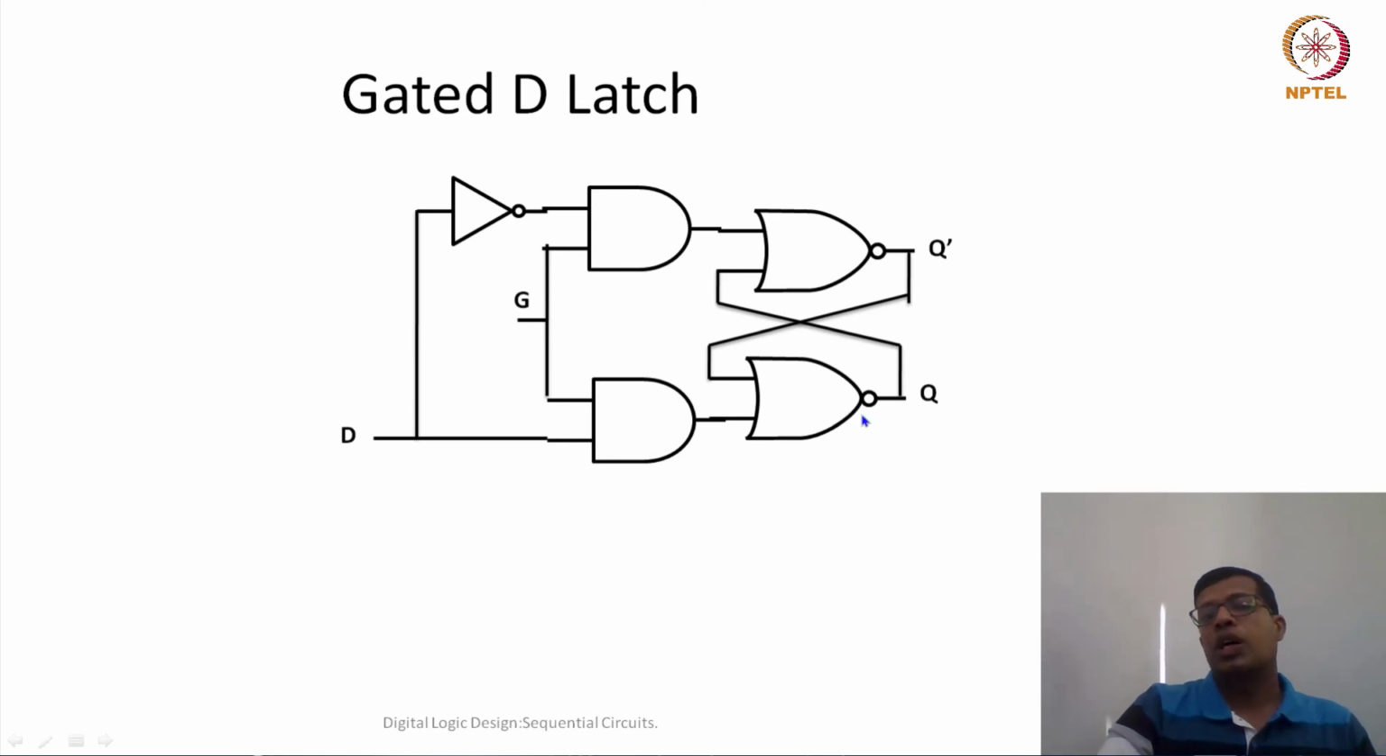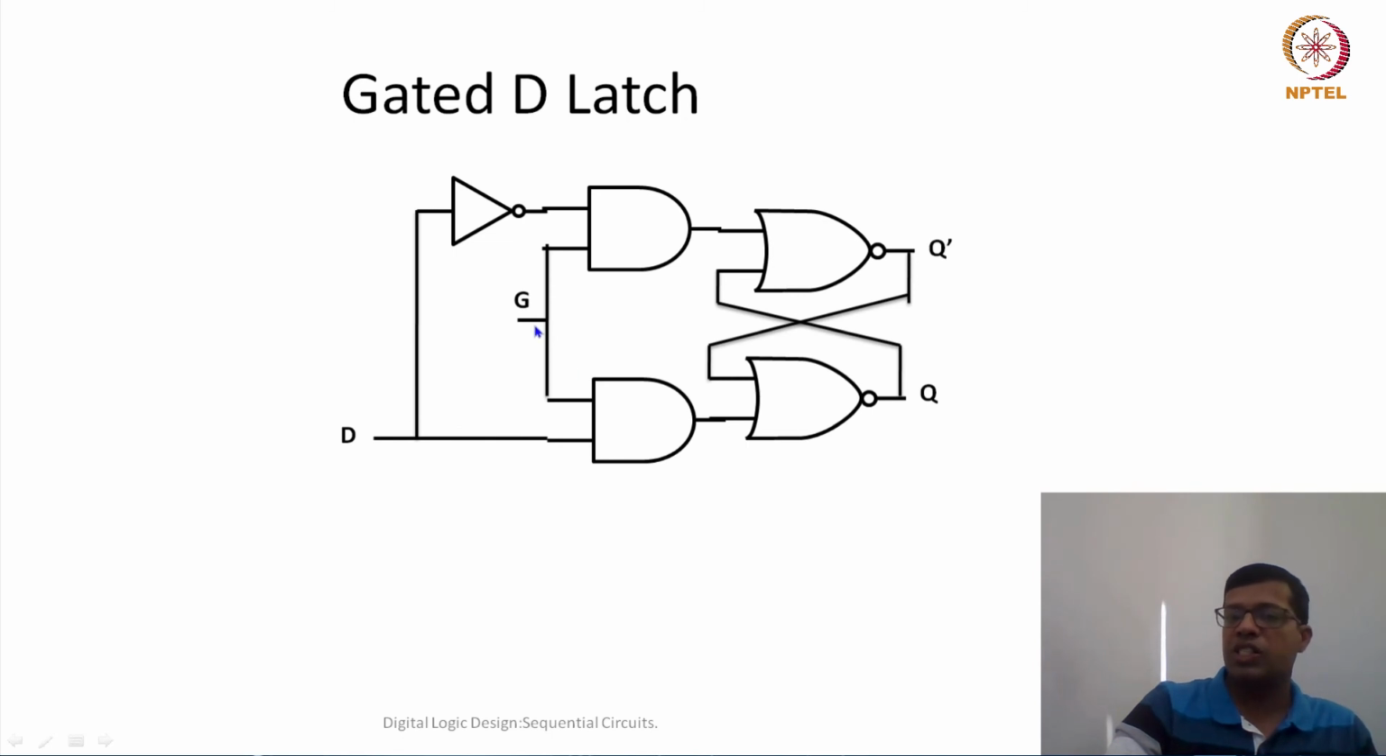That's why this D latch is also called a transparent latch, which means whenever G is 1, the D value would be reflected in the output. If G is 1, then whatever is the value of D comes to Q and Q bar. Whatever is the value of D will come to Q, and whatever is the value of D dash will come to Q dash. If G is 0, that would help us in getting the S equal to 0, R equal to 0 condition.